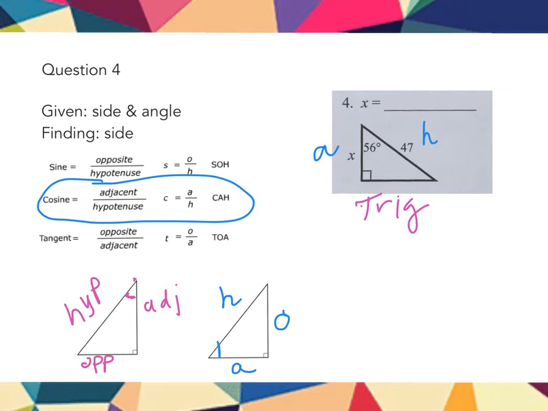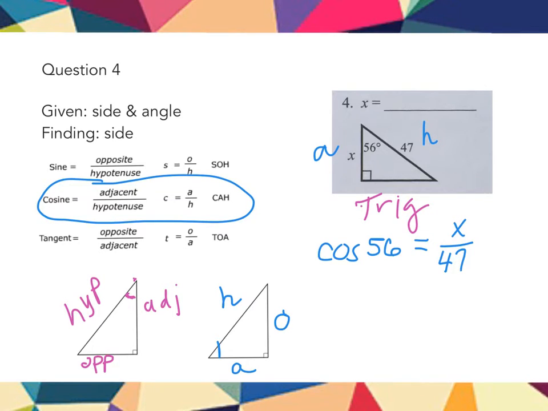All right, so the cosine of 56 degrees is equal to, and we said it's always going to be adjacent side over hypotenuse, so x over 47. All right, so that's our statement, but I can't plug it into the calculator just that way. I need to really just isolate x in this statement.